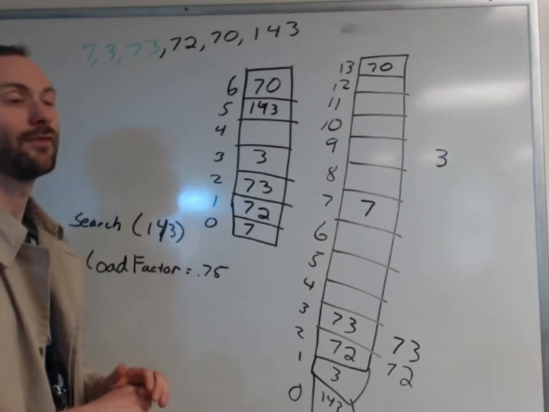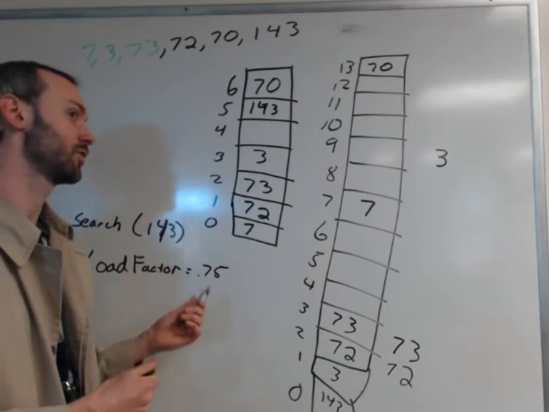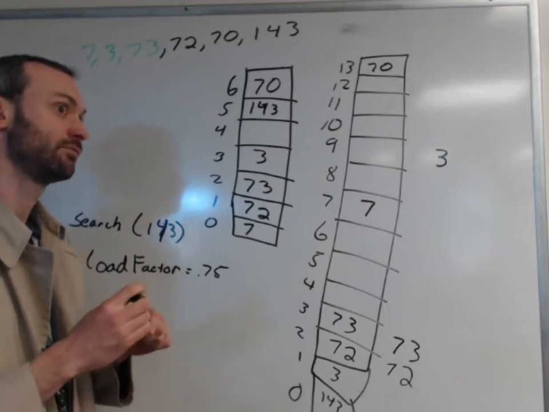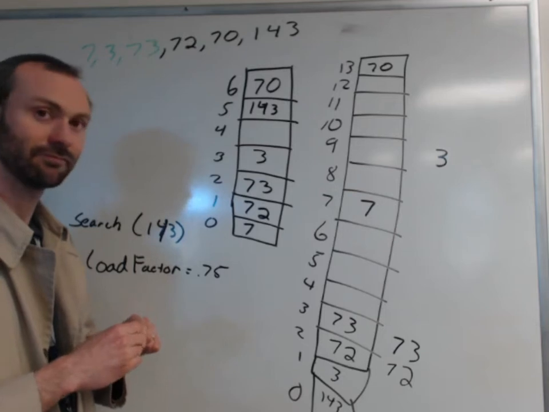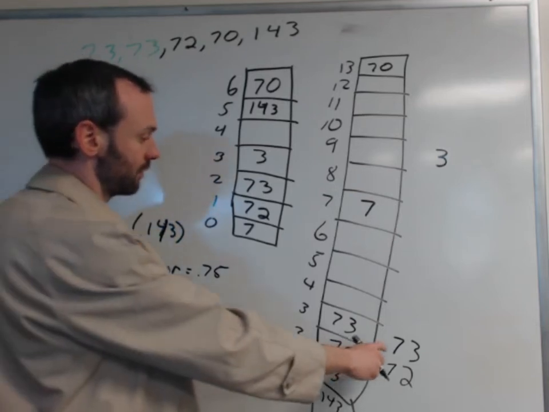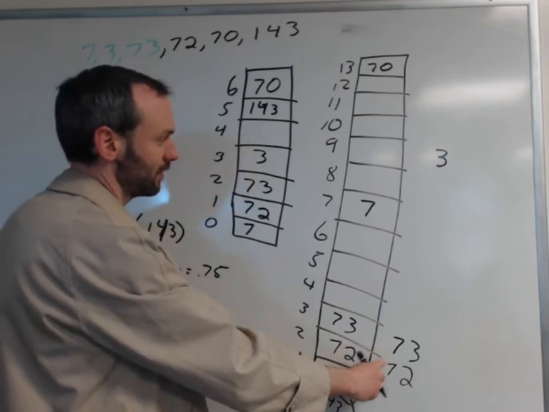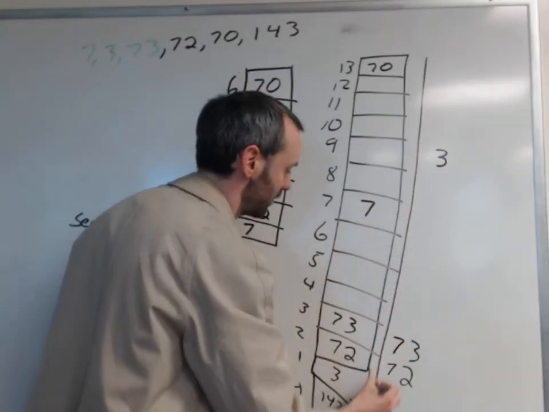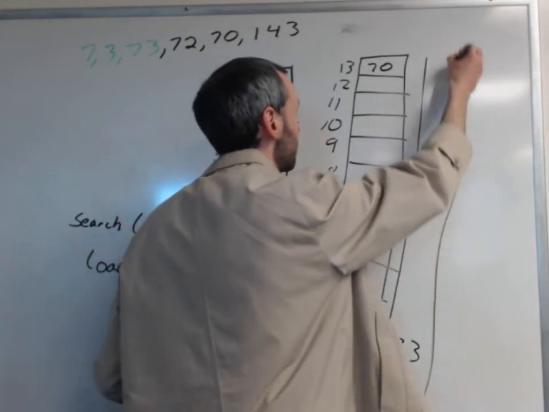Why did I square it? I ran a bunch of statistics and found out squaring was useful. If you square it and it goes over the size of your array, does it jump back to the beginning? So we add 73, we add 72. Maybe this will make more sense.